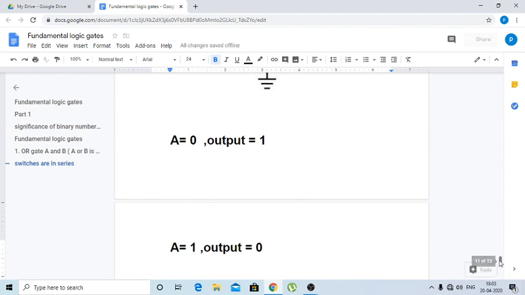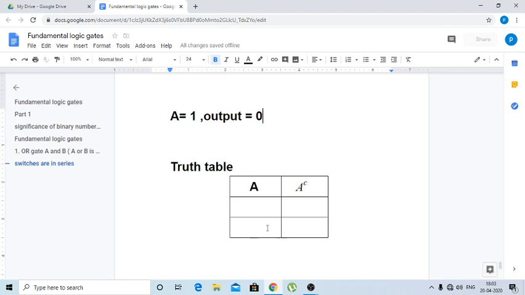This is also called an inverter, and we have the truth table here: A, and this is the output, A complementary. Suppose if you give 0, then it will be 1, and if you give 1, then output is 0. So this is the truth table of the NOT gate.